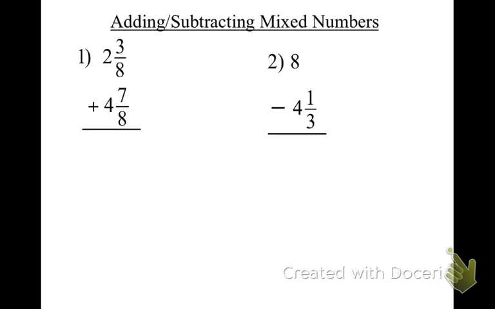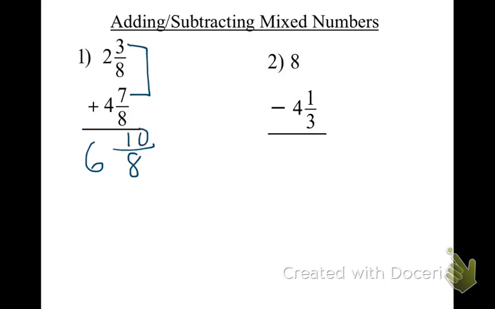Now our next subtitle is adding and subtracting mixed numbers. So we're going to be solving number 1 first, so make sure it's in your notes. First off, we take a look at our whole numbers. So I have 2 plus 4. That is going to give me 6. Then take a look. I have an 8 and I have an 8. So these are like denominators, so I can go ahead and add them. My 8 is not going to change, but what's 3 plus 7? That's going to give me 10.